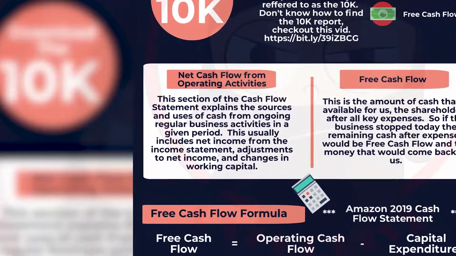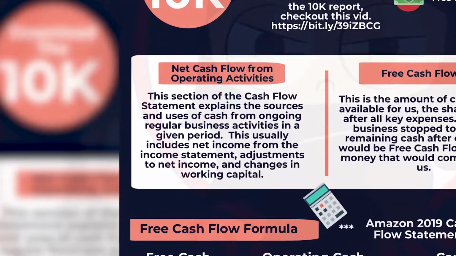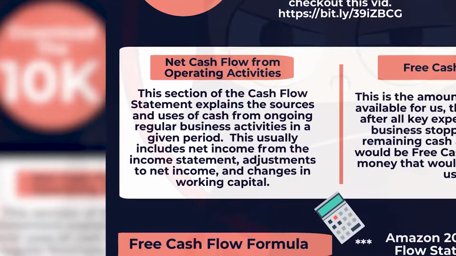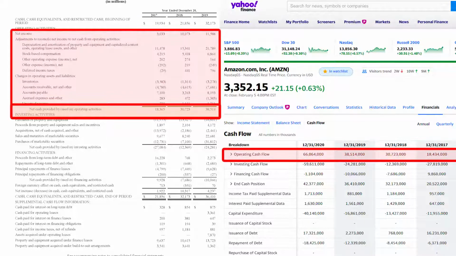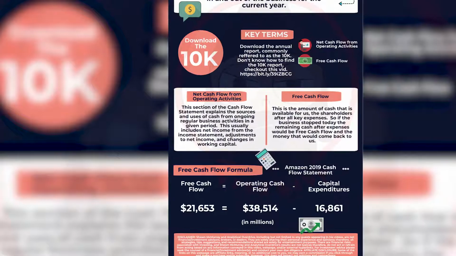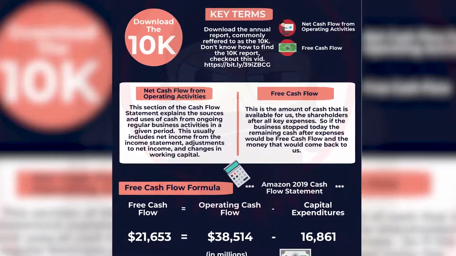The first of the 2 we will look at is net cash flow from operating activities. This section of the cash flow statement explains the sources and uses of cash from ongoing regular business activities in a given period. This usually includes net income from the income statement, adjustments to net income, and changes in working capital. This is important because it actually tells us how much cash is collected from the day-to-day operations of the business.